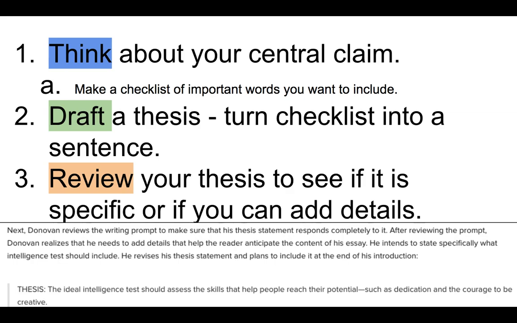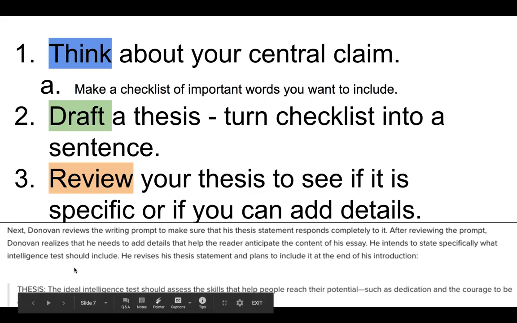It says, Donovan reviews the writing prompt to make sure that his thesis statement responds completely to it. After reviewing the prompt, Donovan realizes that he needs to add details that help the reader anticipate the content of his essay. He intends to state specifically what intelligence tests should include. He revises his thesis statement and plans to include it at the end of his introduction.